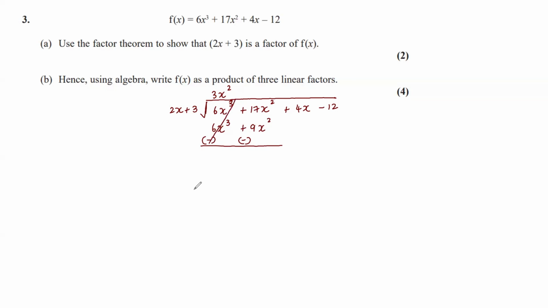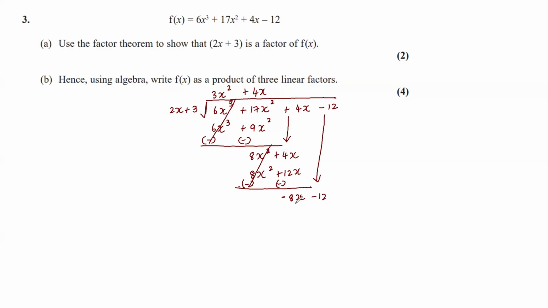6x cubed and minus 6x cubed get cancelled. 17 minus 9 is 8x squared. And bring this 4x down. So plus 4x. 2x multiplied by what will give you 8x squared? 2x multiplied by 4x will give us 8x squared. 3 into 4x is 12x. Again, subtracting both the expressions, this will become minus, this is also minus. 8x squared and minus 8x squared get cancelled. 4x minus 12x is minus 8x. Bring this minus 12 down.